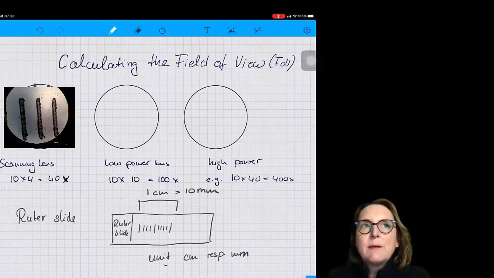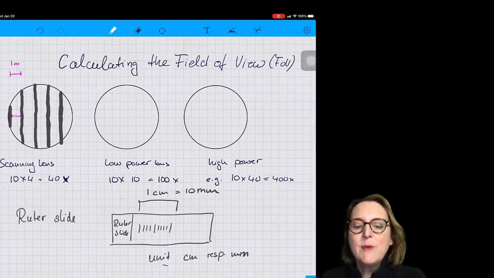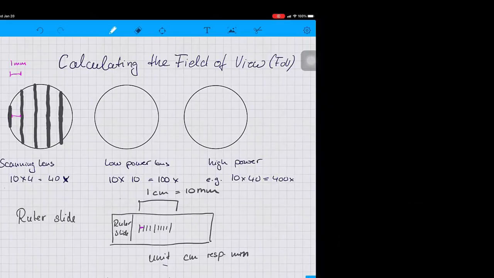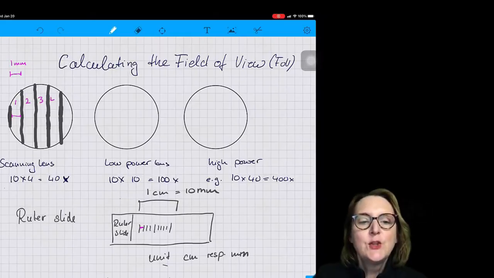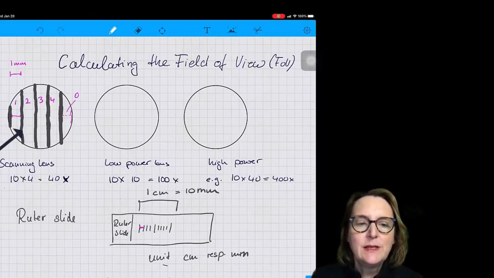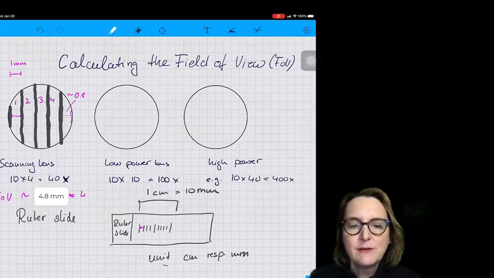In my example, when I measure the ruler slide underneath a microscope and therefore measure the field of view, I see that the field of view is about 4.8 millimeters wide. Between the middle of one black line and the middle of the next black line, the distance is 1 millimeter. So in this case, we have a distance of about 4 millimeters and then just a little bit. With a scanning lens, I can easily measure my field of view.